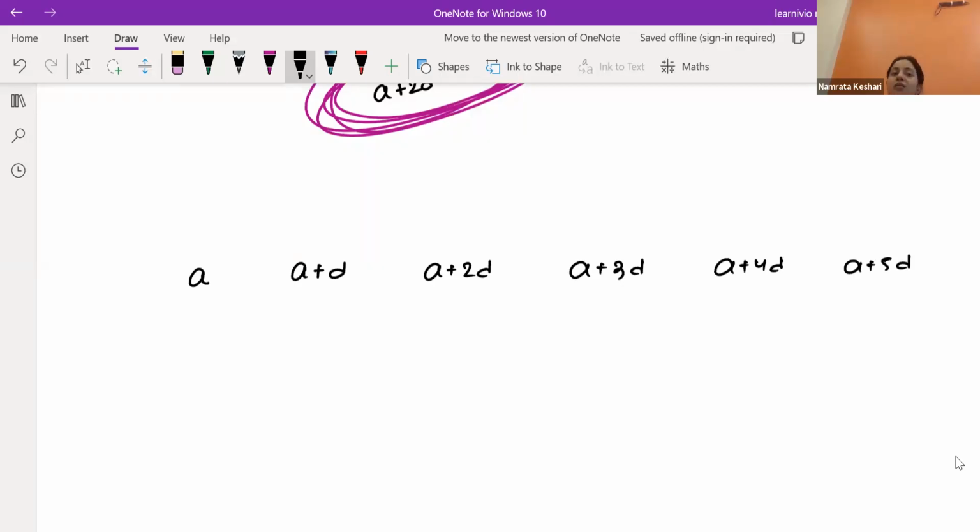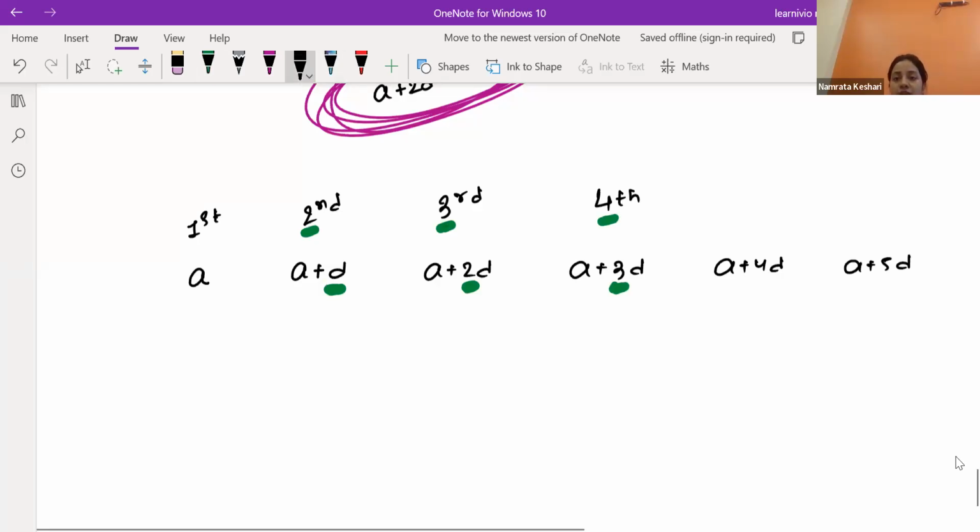Now, since I have explained till here, I want to explain one more concept. Your first term is A, second term is A plus D, third term is A plus 2D, fourth term is A plus 3D. Notice when this is 2, this is 1; when this is 3, this is 2; when this is 4, this is 3. Your fifth term has 4D, and the sixth term has 5D. Are you able to notice? The placement is sixth, and the formula looks like this.